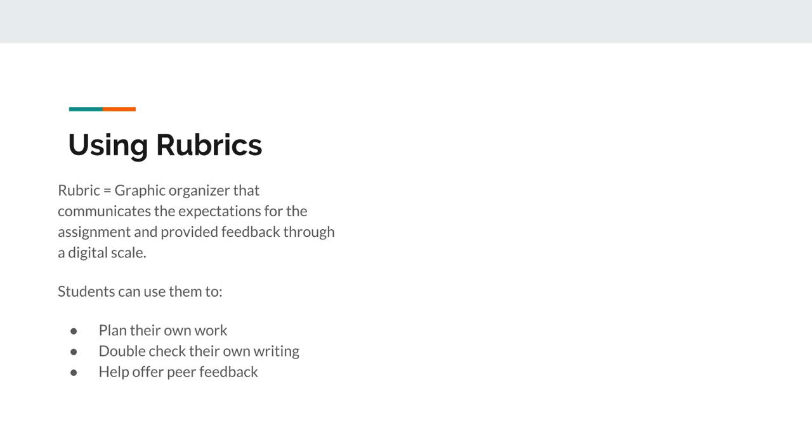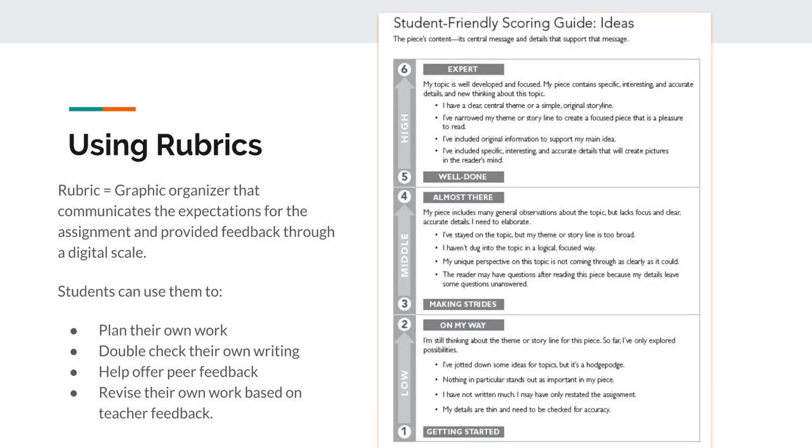And you can use them to help offer peer feedback, using them to assess how well you think a classmate or friend has used these traits. Finally, you can use them to revise your own work based on teacher feedback, because sometimes our ideas will or will not line up. This is an example of a rubric for the trait of ideas. You notice first off that they break them into 3 different categories: high, middle, and low, and each of those categories has 2 numbers. The lowest score you can get on anything is 1, where you're just getting started and there's really not any evidence of this trait in your writing.